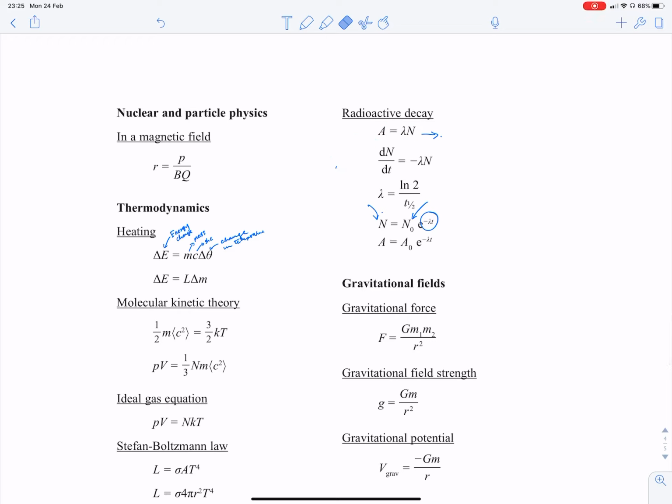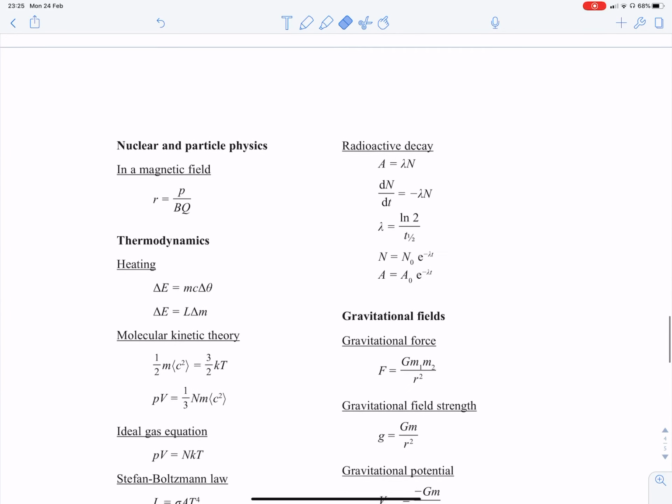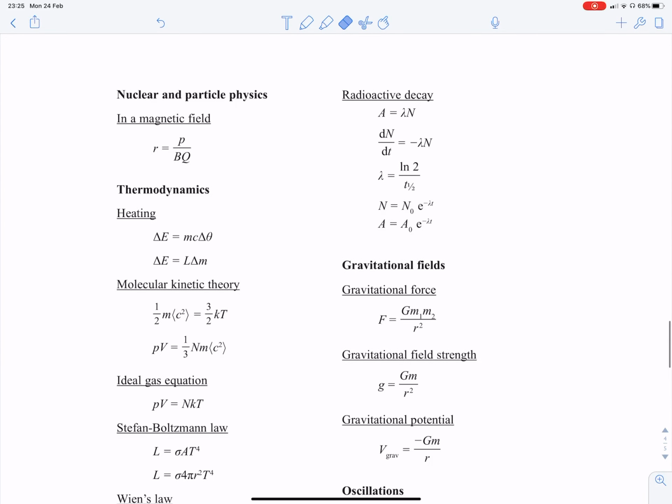Okay, let's get rid of that. We're going to talk more about these equations when we do actual questions. We're just going through the equations. It's not going to be as helpful as if we're actually applying them. So we're going to apply all of these in the questions that we're going to be working out.